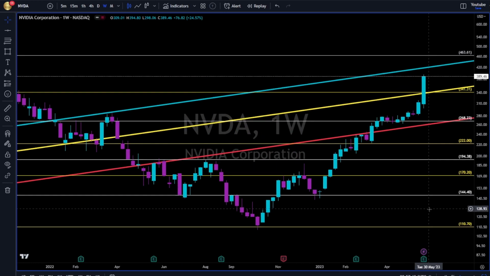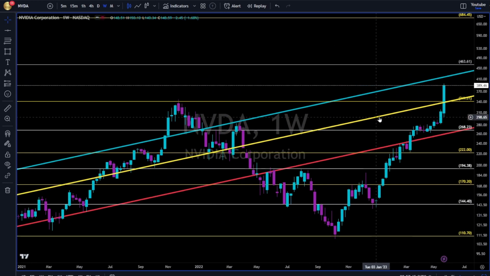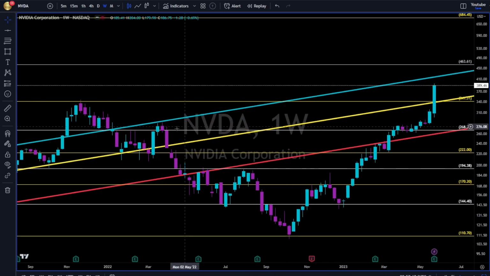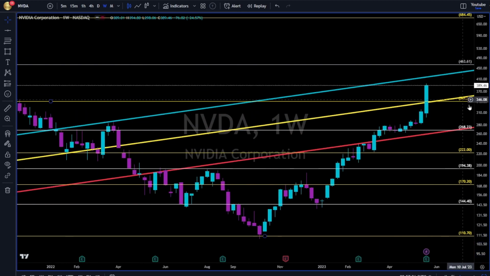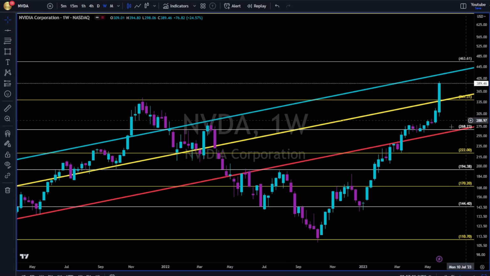Nvidia breaking above this yellow trend line. Now next will be this blue trend line. Let's see continuation up and above.